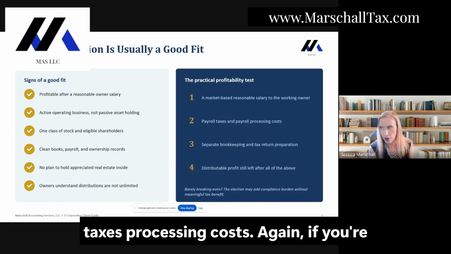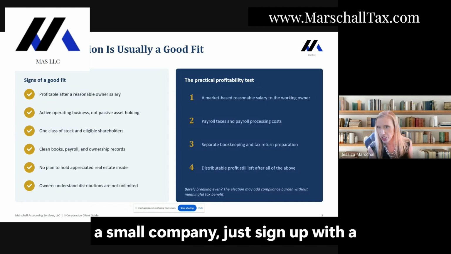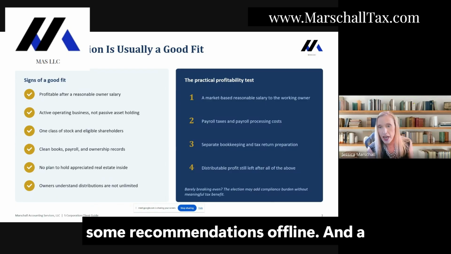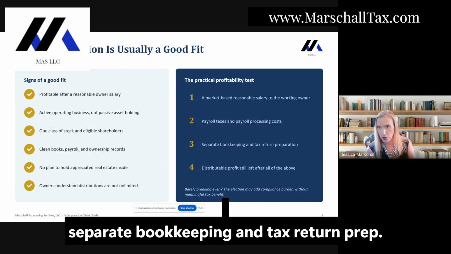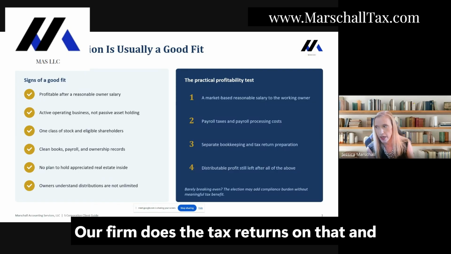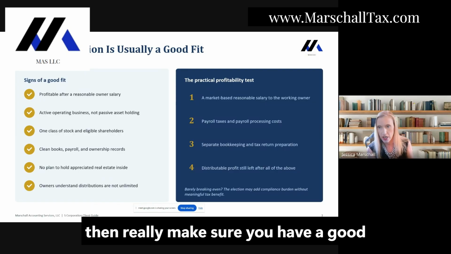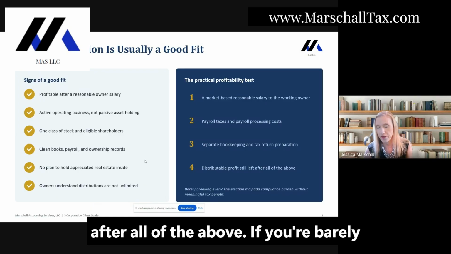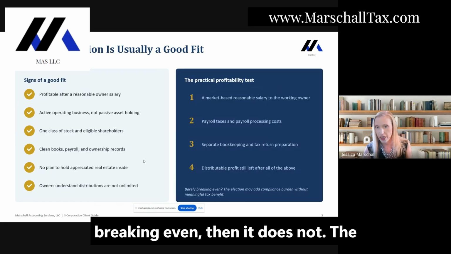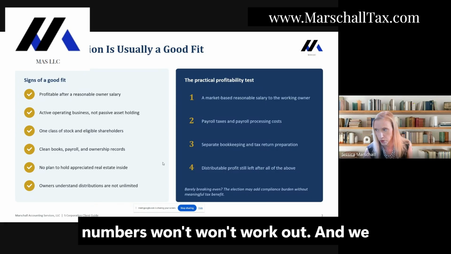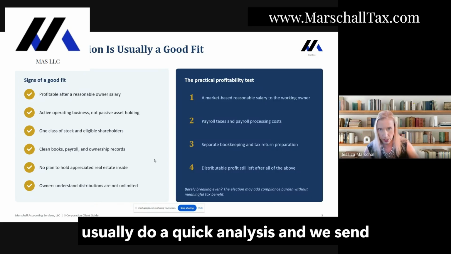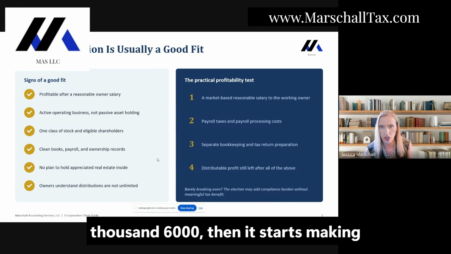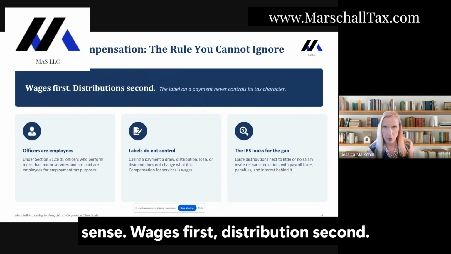Look at the payroll taxes and processing costs. Again, if you're a small company, just sign up with a payroll company, and I can give you some recommendations offline, and separate bookkeeping and tax return prep. Our firm does the tax returns, and then really make sure you have a good bookkeeper in there. Again, I have great recommendations for bookkeepers that we trust. Then consider distributable profit still left after all of the above. If you're barely breaking even, then the numbers won't work out. We usually do a quick analysis and send the clients, here's how much you could save. And then once it's 4,000, 5,000, 6,000, then it starts making sense. Wages first, distributions second.